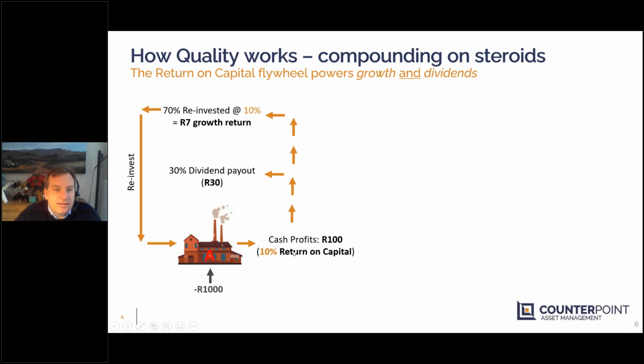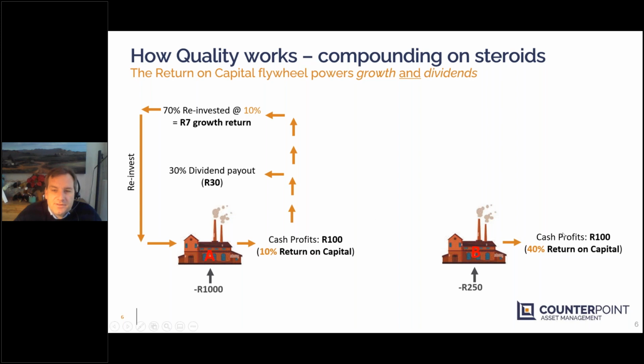So we can see there's a cycle here of reinvesting into the business. But our return from that reinvestment, at least from the first year's profits, is only 7 Rand. Now we have another business. This business, we only invested 250 Rand in building this factory. However, the factory has a 40% return on capital. So it can also generate 100 Rand in profits.